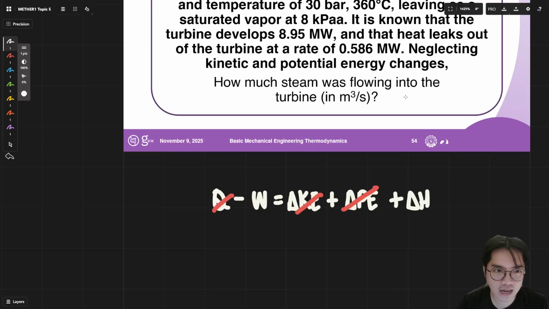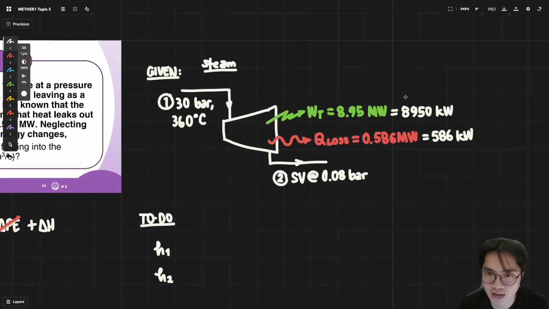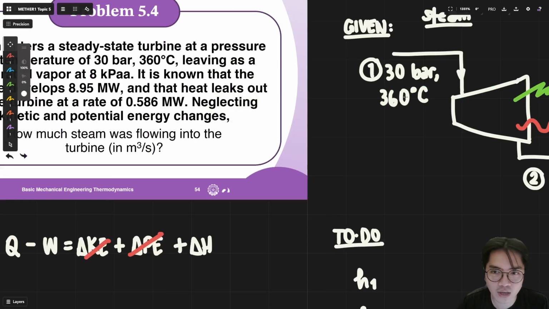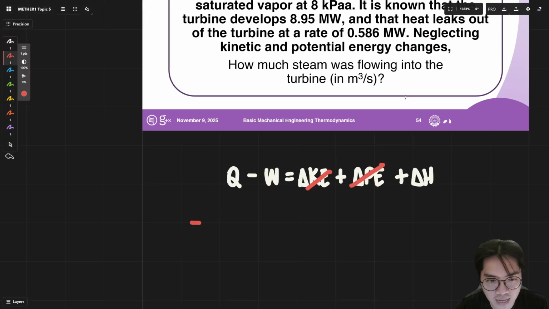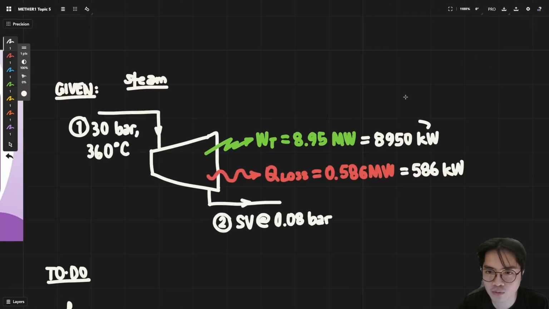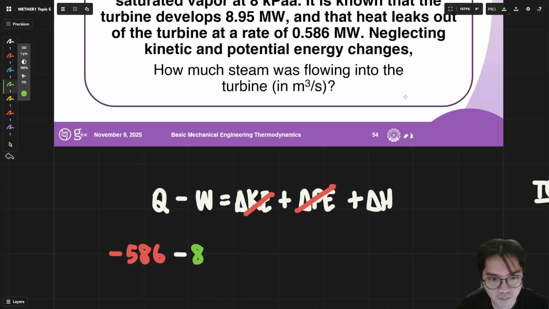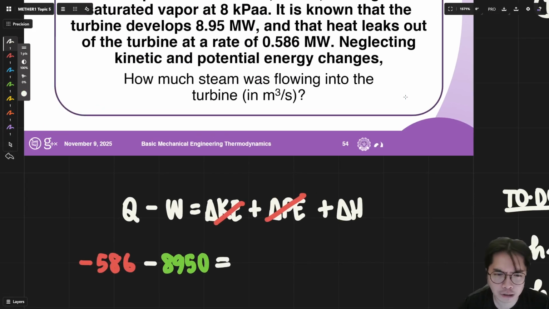But we can now no longer say that your Q is cancelled because very clearly there's a Q in here. There's a heat loss, right? This is going out, so this is heat going out, which means that this is actually negative 586. Negative 586 minus your work is going out as well, 8,950, is equal to your delta H.